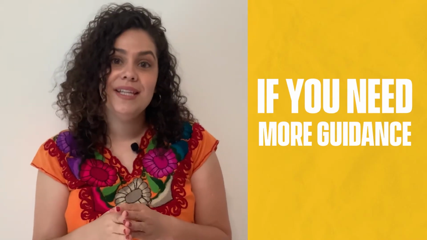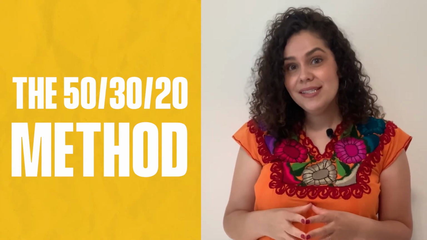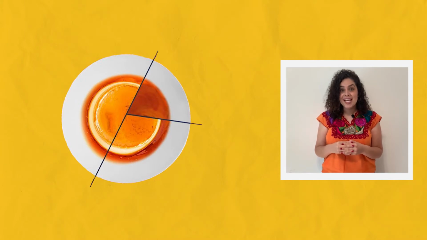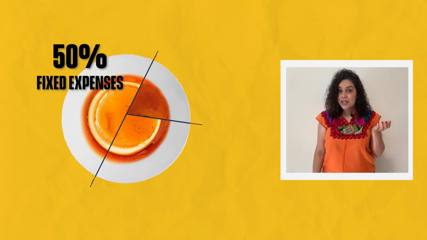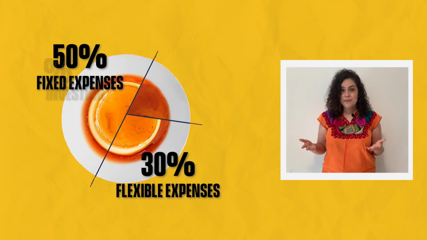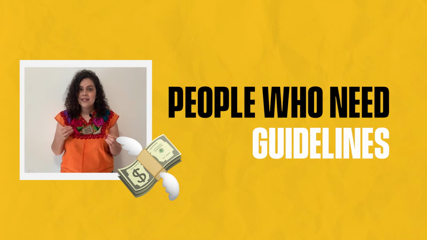If you're somebody who prefers to have a little bit more guidance, or maybe because you've never created a budget before, you want to have a format to follow, then the 50-30-20 budget might be the right method for you. This method requires that you send 50% of your income to fixed expenses, 30% of your income to flexible expenses, and 20% to savings and investing. This is a great method for anybody who just wants some guidelines on how to send their dinero to different categories.